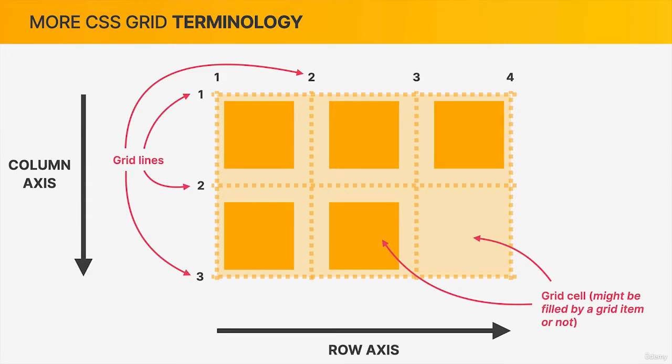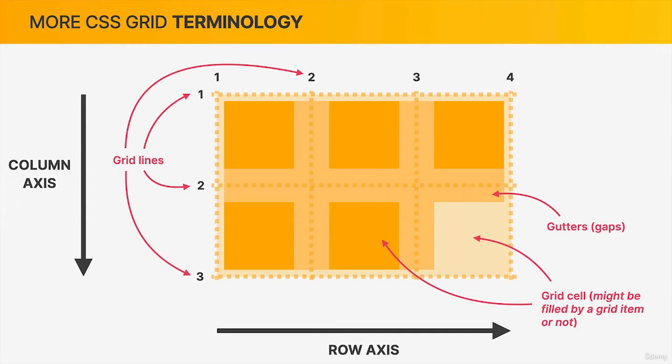Next up, as we saw in the last lecture, we can actually create spaces between the grid items, and these are then called gutters or gaps. So remember, for that we use the gap property or also the row gap and column gap property. So technically, these are actually called gutters, okay?